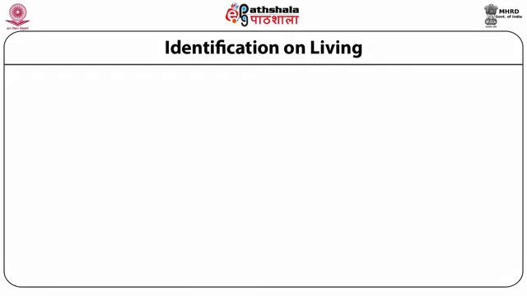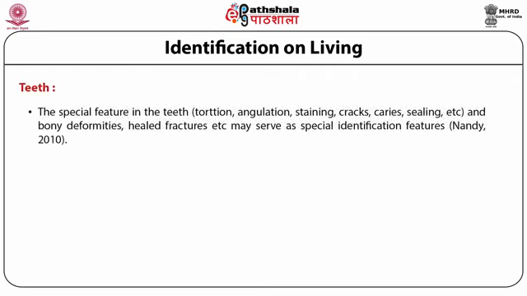The next source of identification for a living individual is teeth. Special features in the teeth, that is torsion, angulation, staining, cracks, caries, sealing, etc., and bony deformities serve as special identification features.